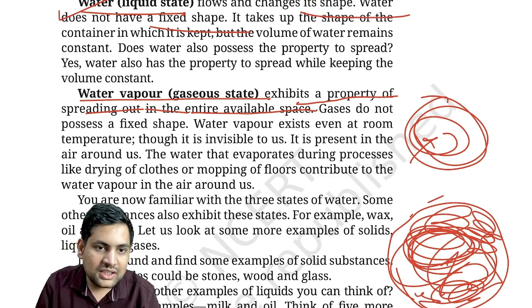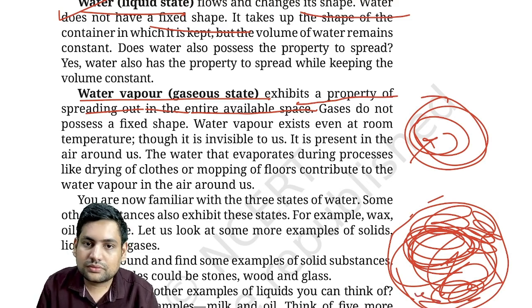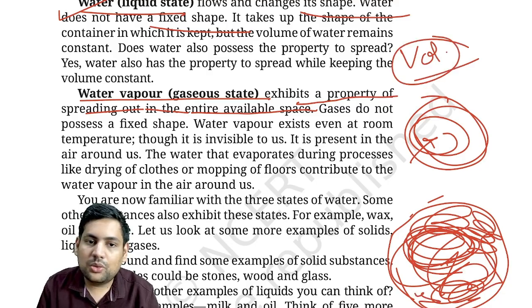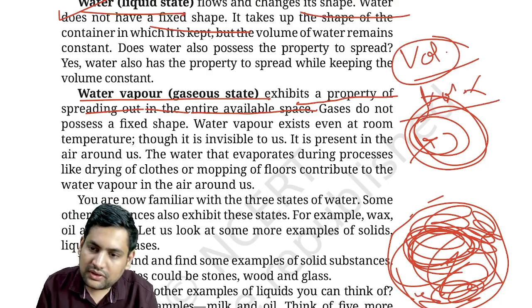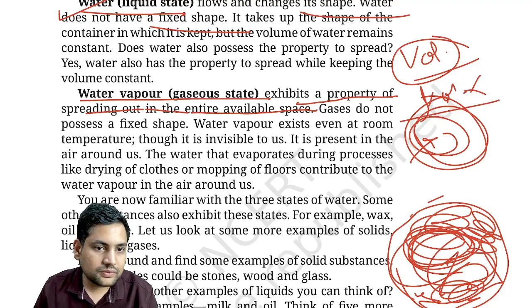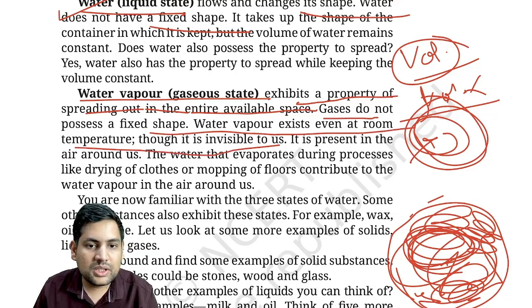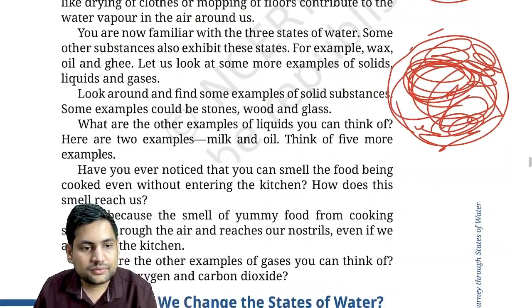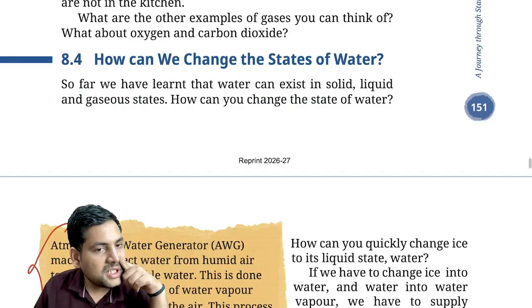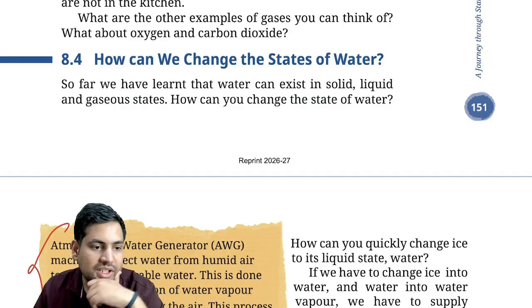So in this case, the water didn't have a shape, but it had a fixed volume. Here the volume is also not fixed. Correct? Whatever space you give, that much it will occupy. So gases, of course, do not have a fixed shape. Water vapor exists even at room temperature, though it is invisible to us. Then, how can we change the states of water is the next thing.